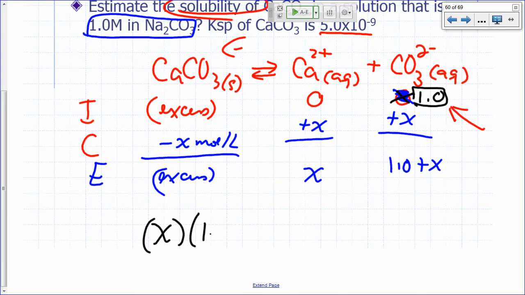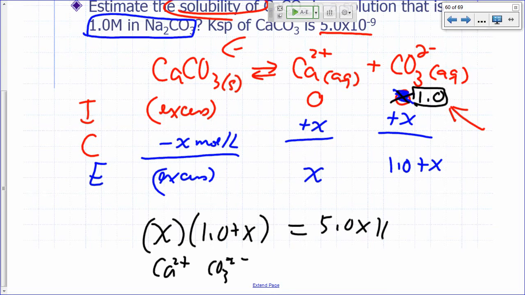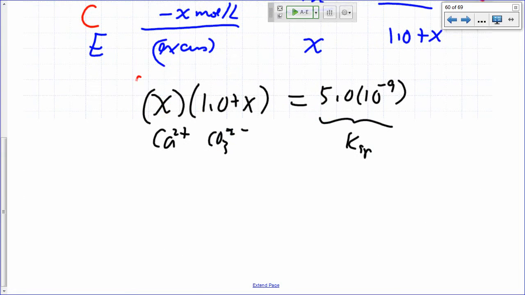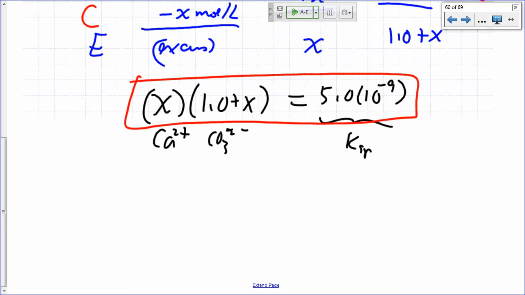x times 1.0 plus x, that's your calcium ions, and this is your carbonate ion concentration, is equal to Ksp, which is 5.0 times 10 to the negative 9. This is your Ksp. Okay? And to avoid confusion, let me get rid of that x there. So 5.0 times 10 to the negative 9. That way I don't have to worry about that x and that times symbol being confused. Okay? How do I solve for x here?